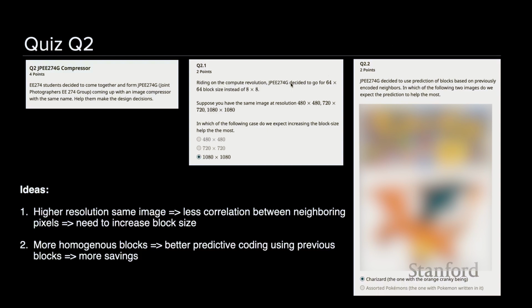This is exactly the two ideas which BPG also uses to improve upon JPEG. So it allows you to have bigger block sizes, and it also allows you to have prediction. And so the idea there really was that, if you have more homogeneous blocks, if your image really consists of very similar looking blocks, you can do better predictive coding, right? Because it's probably just a copy paste. So in this Charizard image, you'll probably have blocks which are all the same color versus this assorted Pokemon image which has lots of things happening. Okay? So this is again the idea of how BPG improves compared to JPEG.